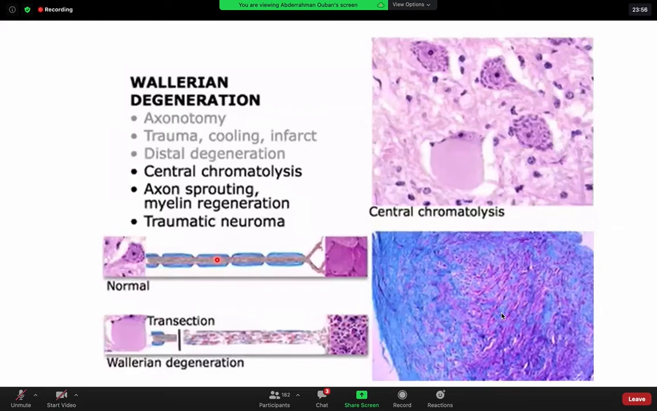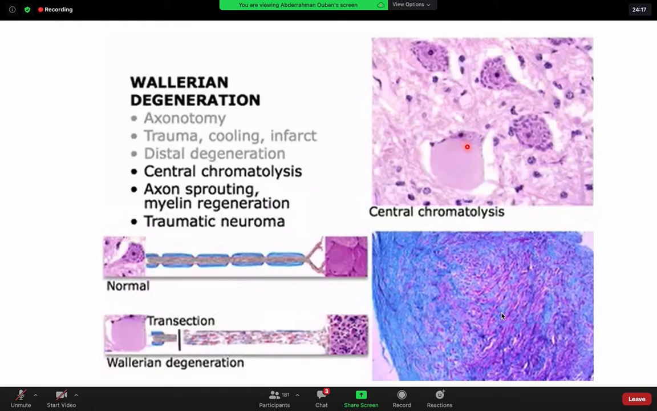All right. So again, Wallerian degeneration. If you look at this picture right here, what you're looking at is four motor neurons in the anterior horn of the spinal cord. Okay, 1, 2, 3, and 4.